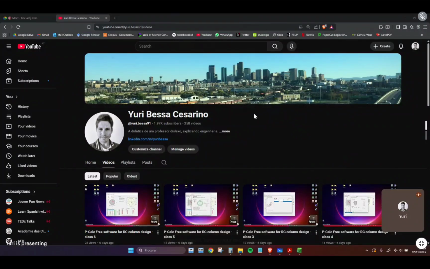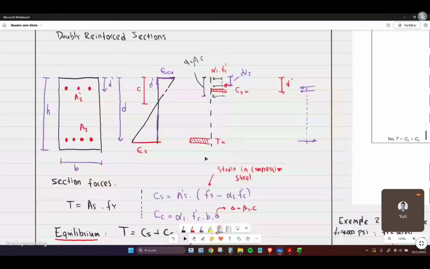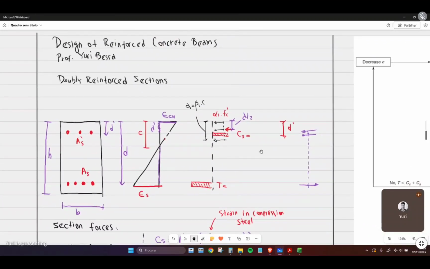As I was saying in the previous videos, now I'd like to show you how to calculate reinforced concrete beams whenever we have compressive reinforcement. These sections we tend to call doubly reinforced sections because not only are we going to have the tension reinforcement, but we are also going to have the compressive reinforcement. The compressive reinforcement will be in the face where we are going to have compression during flexure.